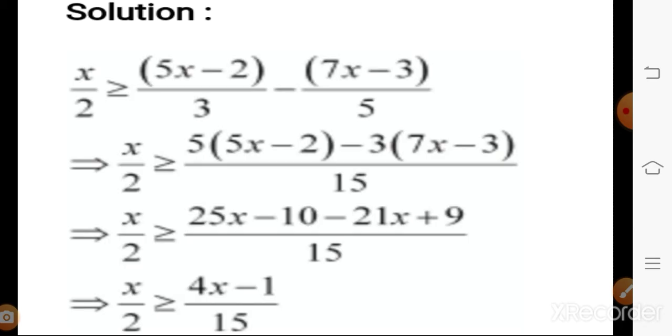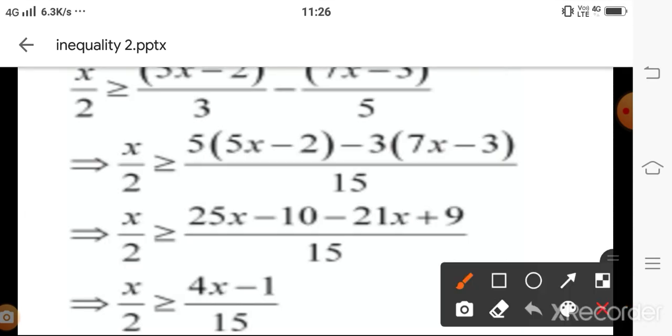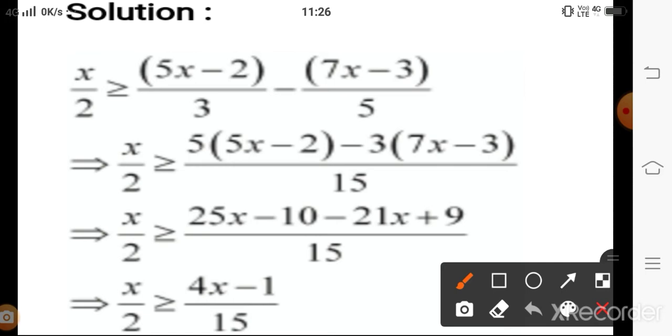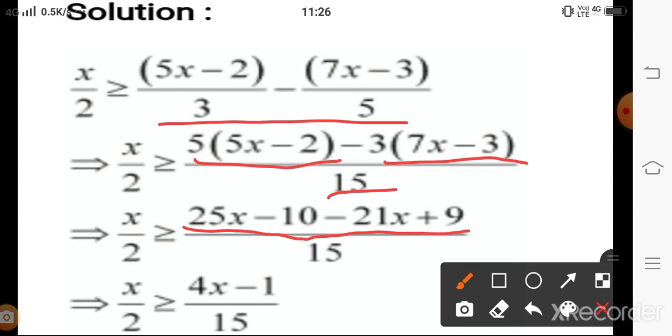On taking LCM of 3 and 5, on the right hand side we get 15, and in the numerator we get 5 into (5x minus 2) minus 3 into (7x minus 3). Solving this, we get (25x minus 10 minus 21x plus 9) upon 15. On combining like terms, 25x minus 21x gives 4x, and minus 10 plus 9 gives minus 1, so x upon 2 is greater than equal to (4x minus 1) upon 15.